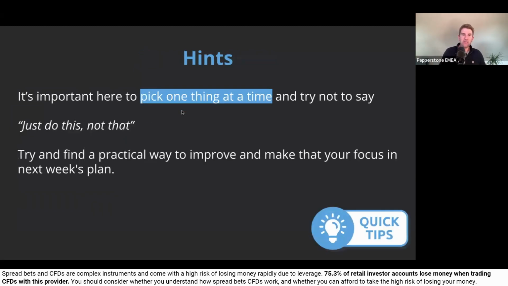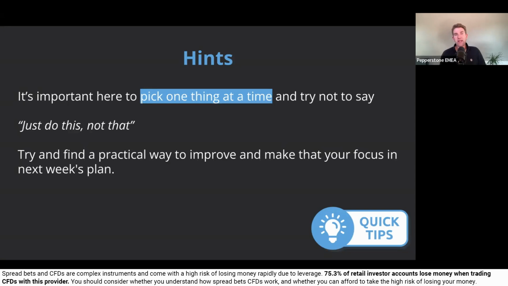And you know, I love the hint here, and I've mentioned this already in the earlier slide. It's important to just pick one thing at a time, right? You may have a selection of challenges in your trading. Maybe you aren't holding trades. Maybe you're jumping in too early. Maybe you're overtrading. Fine. And you may be legitimate, right? But just pick one thing at a time. And as I mentioned, don't just say just do it. Try to find that practical way.